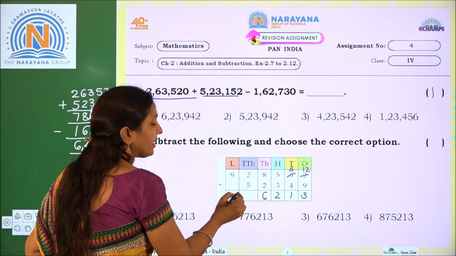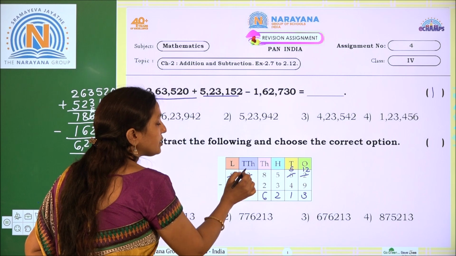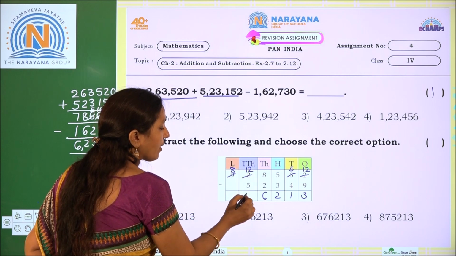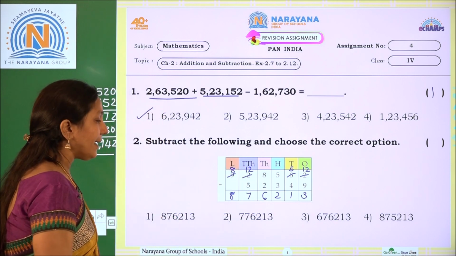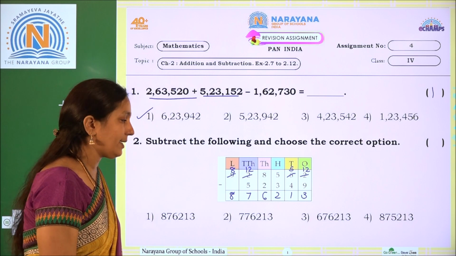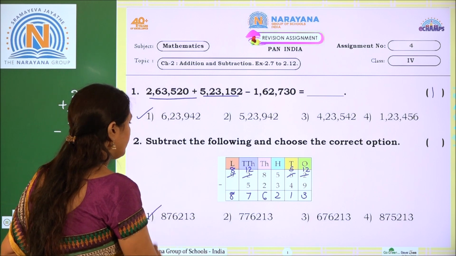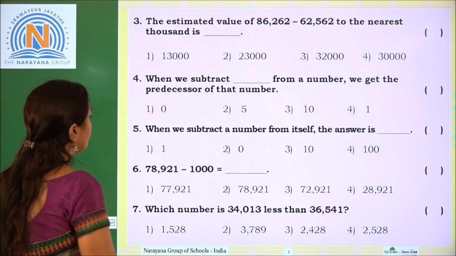2 minus 5 we cannot. Again we have to regroup it. So from here, this 2 will become 12. 9 will become 8. 12 minus 5 is 7. 8. Now what is the answer? 8,76,213. So which is the correct option? Option 1. Required option is 1.